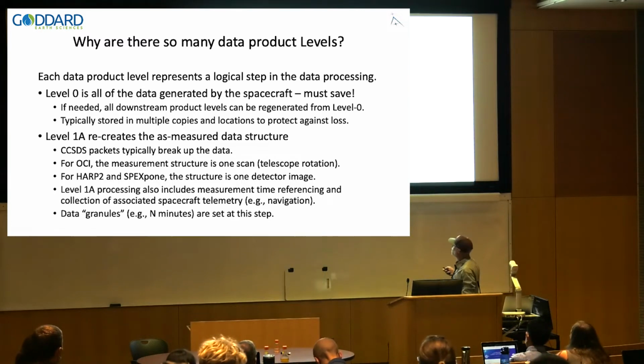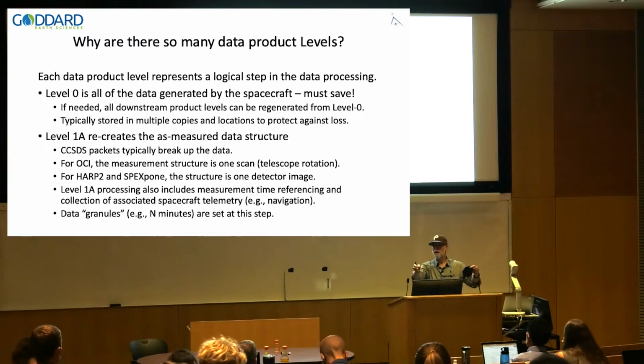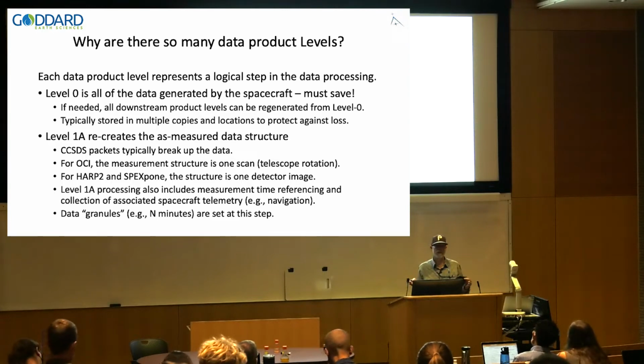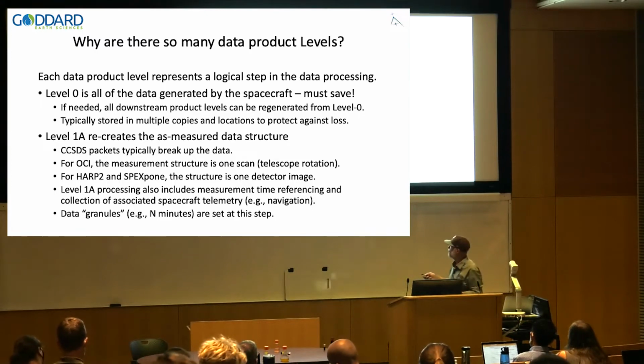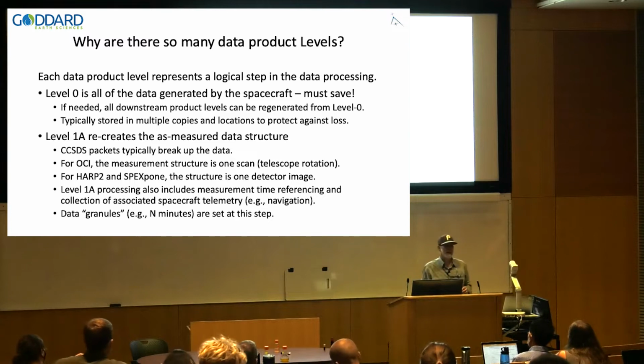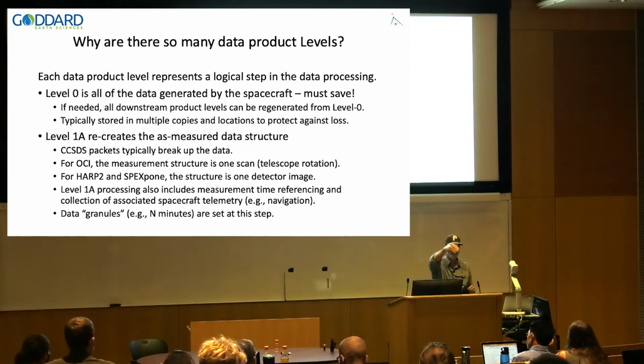And finally, we normally process the data in what we call granules, where we say, we're going to chunk the data up n minutes at a time. For OCI, we're doing it 5 minutes at a time, and this is just to keep the file sizes within reason. The polarimeters have different granule sizes, but the granule size is set at level 1A, and that granule size is maintained all the way up through level 2.